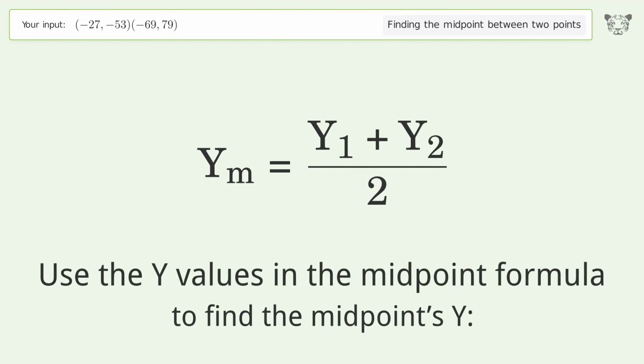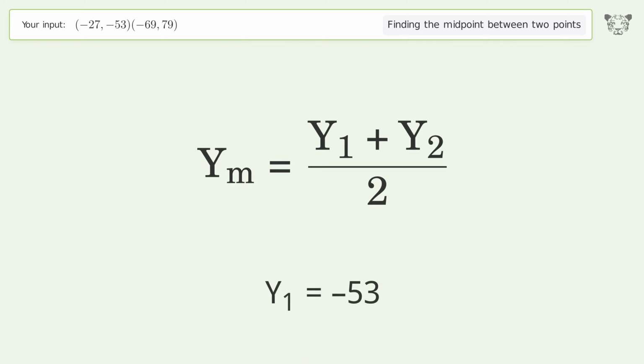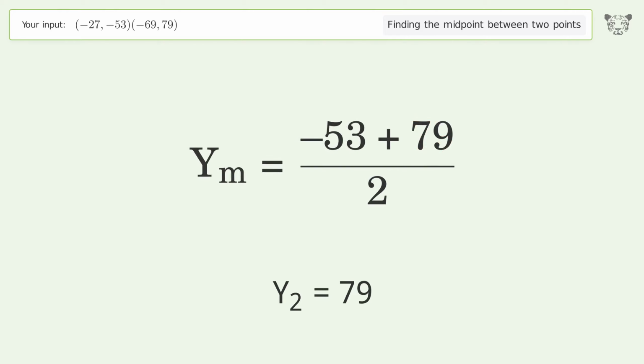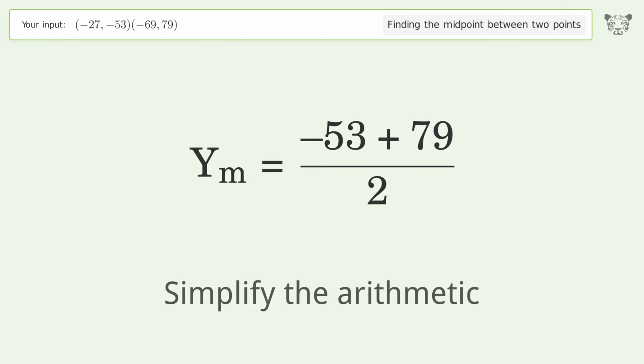Use the y values in the midpoint formula to find the midpoint's y. y1 equals negative 53. y2 equals 79. Simplify the arithmetic.